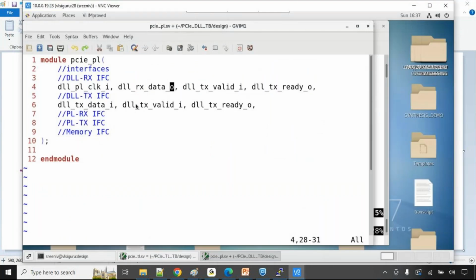DLL RX, this will be RX valid. Again, we are sending out the data, so we are telling that the data I'm sending is valid, and RX ready in. This defines these two.